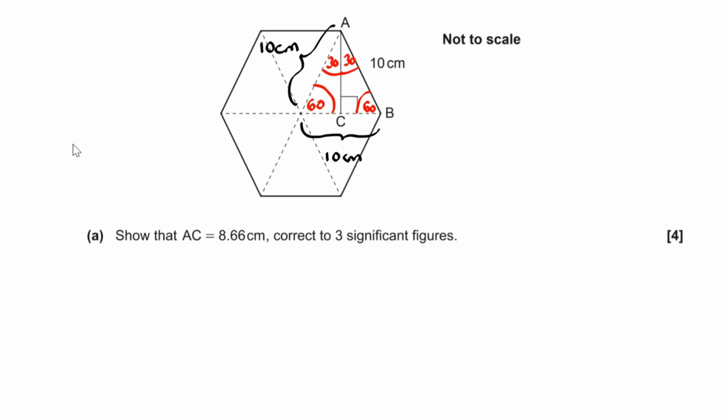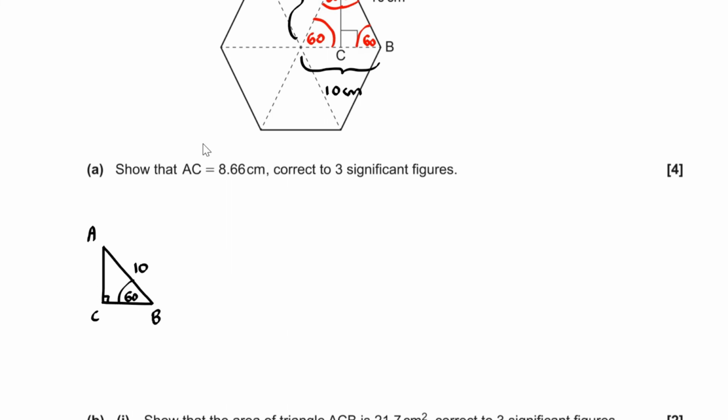Let's draw out the triangle again. If we draw C, B and A, we have 10 centimeters here. We're working out AC and we've been given 60 degrees here. Let's just label the sides. We've got here the hypotenuse. Here we've got the opposite. So what connects the opposite to the hypotenuse is sine. So we've got sine 60 equals opposite AC divided by hypotenuse 10.